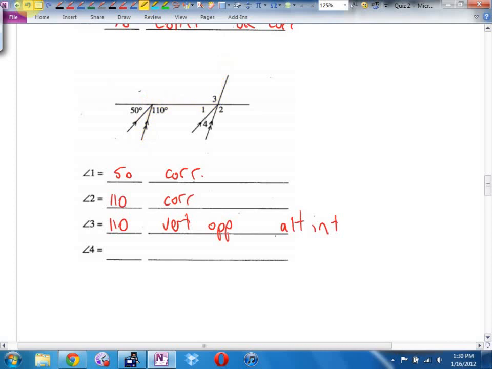Angle 4. Oh. That's 50. That's 110. These add to 180. 120? Is that right? Supplementary or angles on a line. By the way, please correct me if I'm doing the arithmetic wrong because I'm doing this all in my head. Yes?